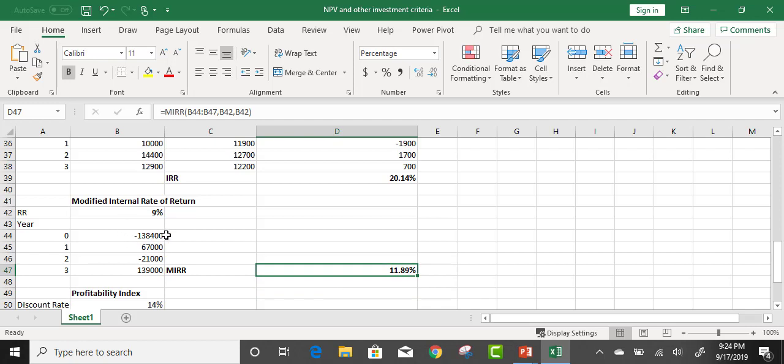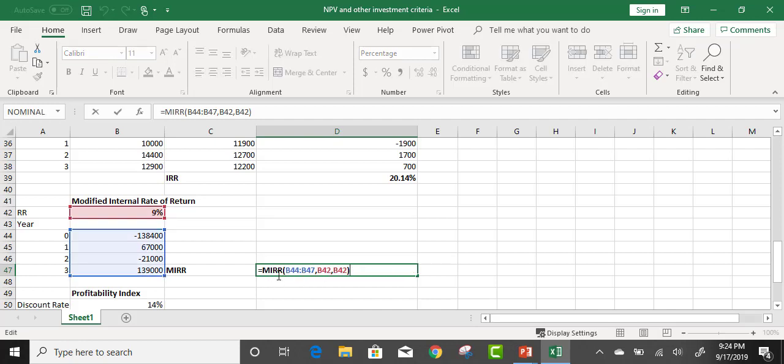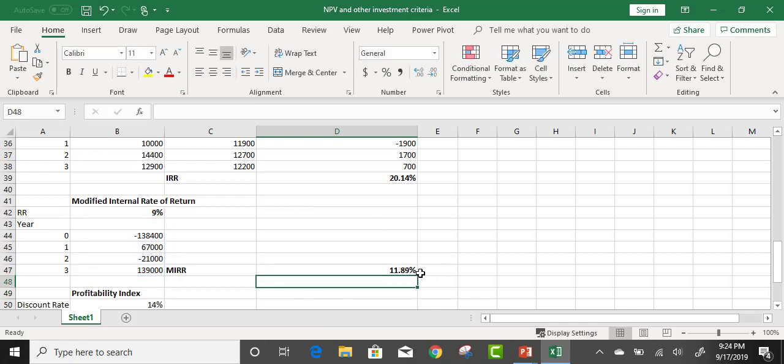So you have a negative cash outflow, which is an investment, and the cash inflow in each year. To find the MIRR of the project, you use the function MIRR, where you select all the cash flows together, like you would with IRR, followed by the finance rate, which is the required rate of return, and the reinvestment rate, that is also 9%. Using this equation, you can get the modified internal rate of return of 11.89%.